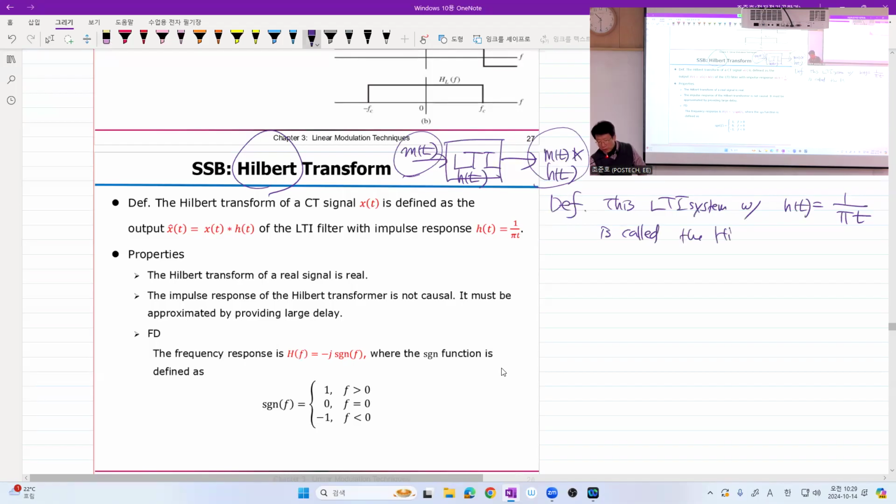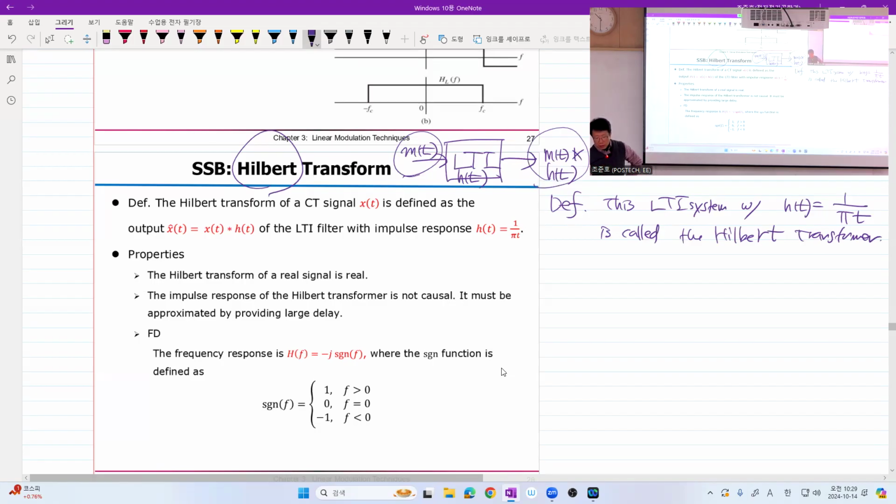The Hilbert transformer. Got it? That's why this Hilbert transform is not that level of Fourier transform, in the sense that Fourier transform is a very general transformation, and Hilbert transform is a very specific LTI system.